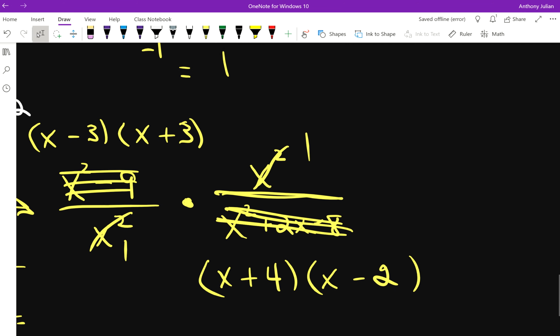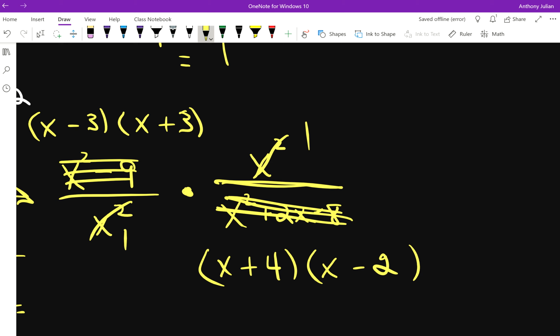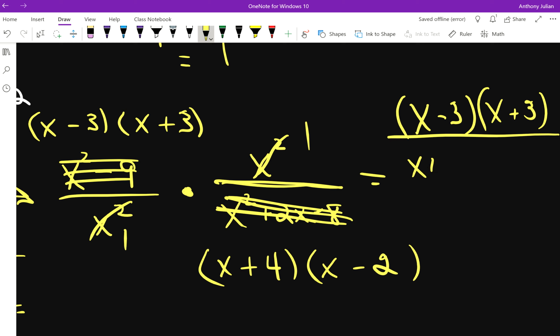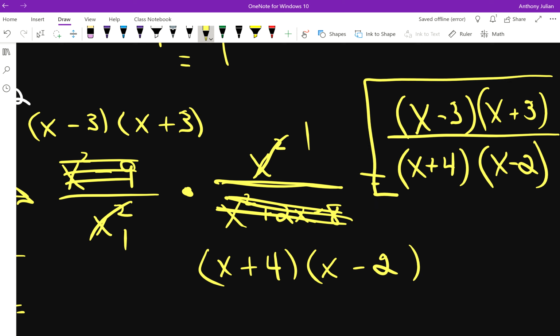All right, so in this case here, my final answer is going to be x minus 3 times x plus 3, divided by x plus 4 over x minus 2. And that would be my final answer for the problem that I made a mistake on when I copied it. All right. Just about the same, only the 4 and the 2.